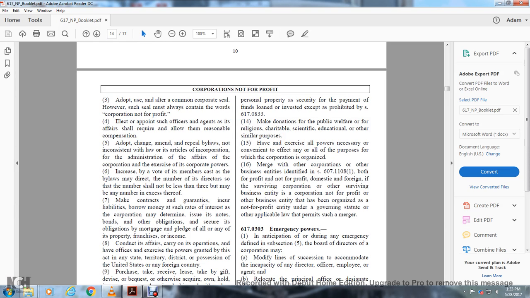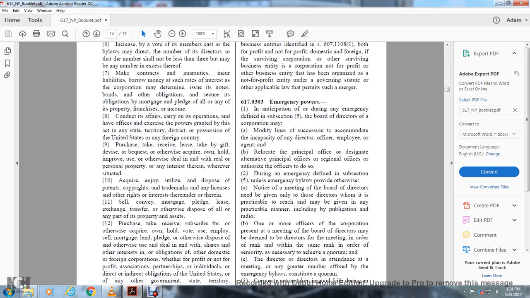Merge with other corporations and other business entities as identified in statute 607.11081, both for profit and nonprofit, domestic or foreign, if the surviving entity is a corporation for nonprofit or another business entity organized as a nonprofit entity under the governing statute or other applicable laws permitting such a merger.